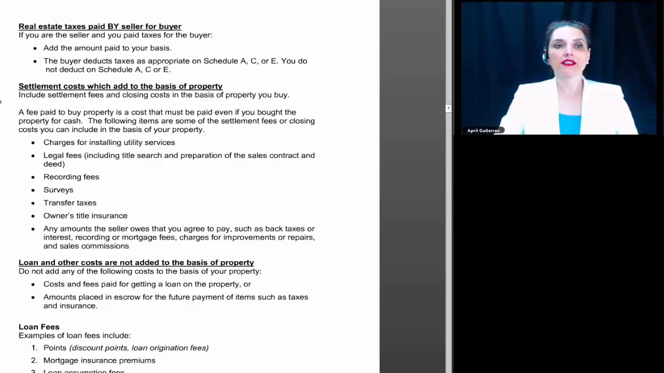Now let's look at the other side, real estate taxes that are paid by the seller for the buyer. If you are the seller and you paid taxes for the buyer, then you will add the amount paid to your basis, and the buyer will then deduct as appropriate on Schedule A, C, or E. You do not deduct on Schedule A, C, or E yourself. Only the buyer deducts.